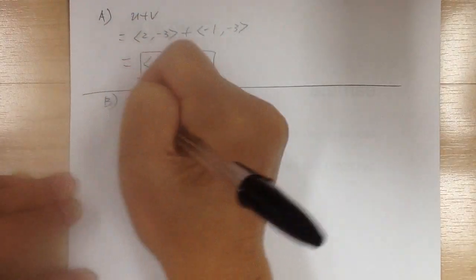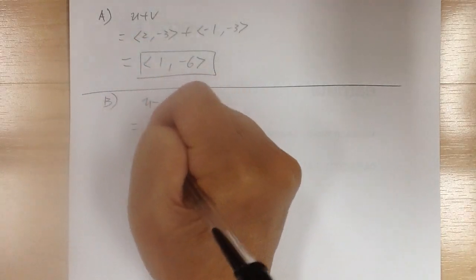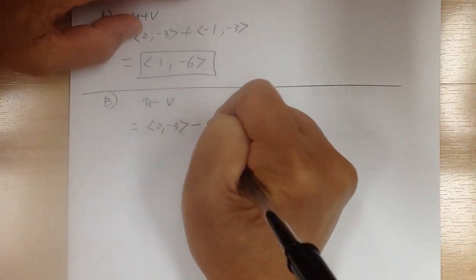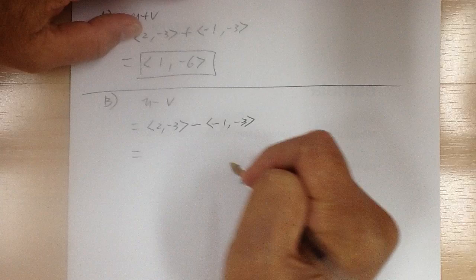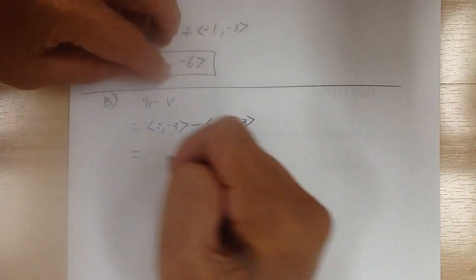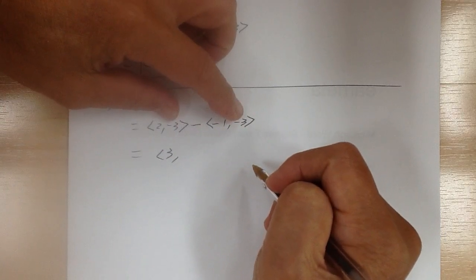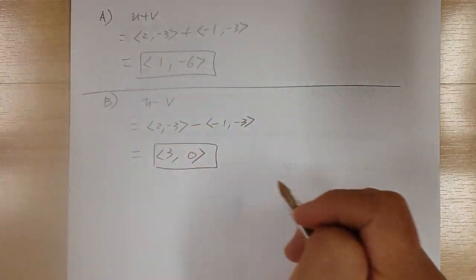Okay, for B, you have u minus v. So you've got 2, comma negative 3 minus negative 1, negative 3. You can just be careful now. This becomes plus, so 2 plus 1 will become 3. Negative 3 minus negative 3 will give you 0. And so that's it.